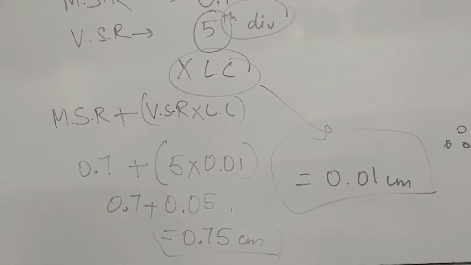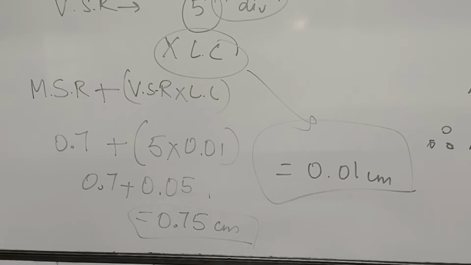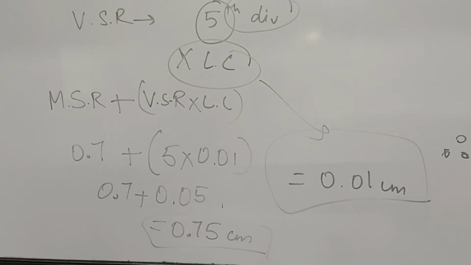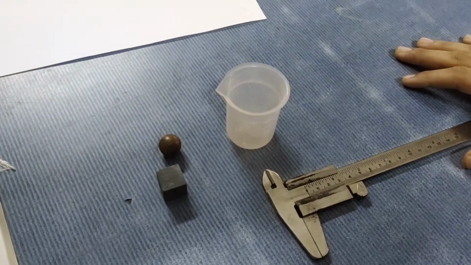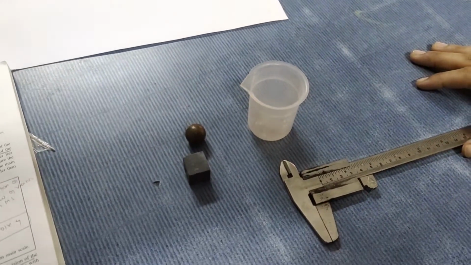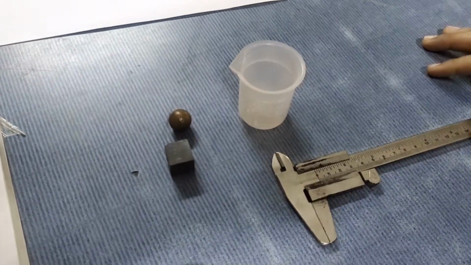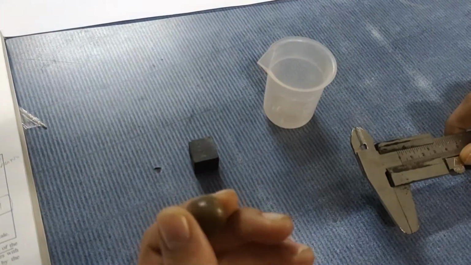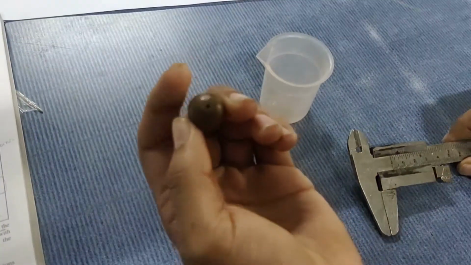This is how one reading from the vernier scale is taken. Now we'll do the experiment again and I'll show you the basic thing. We are going to perform two experiments. One is experiment 1A from your lab manual and another is experiment B. In the first experiment, we'll be finding the diameter of this ball.